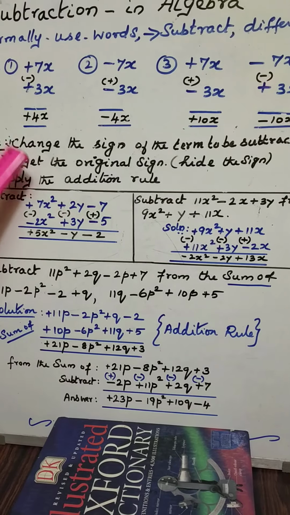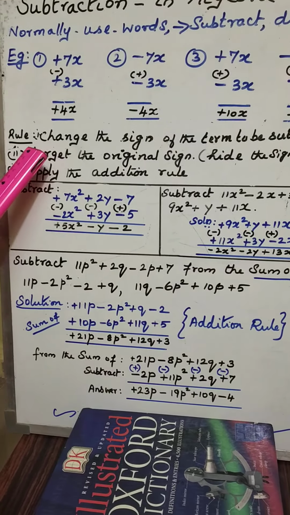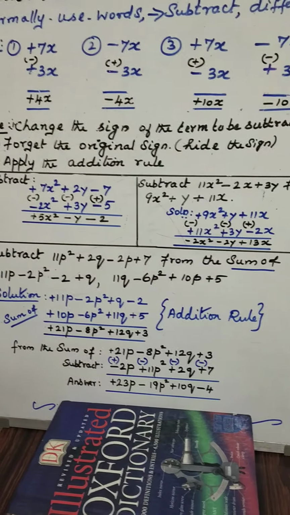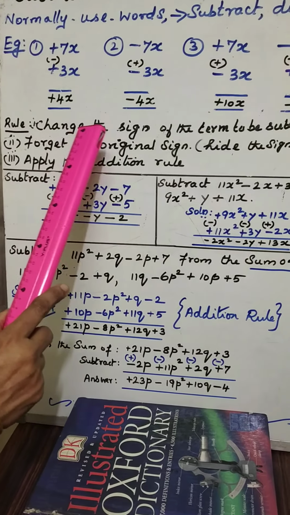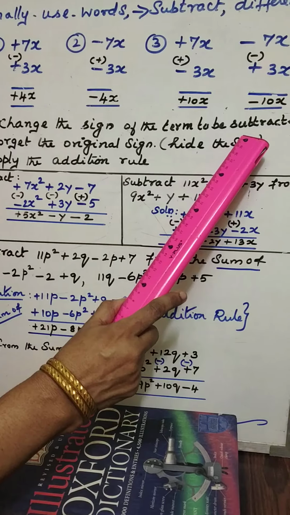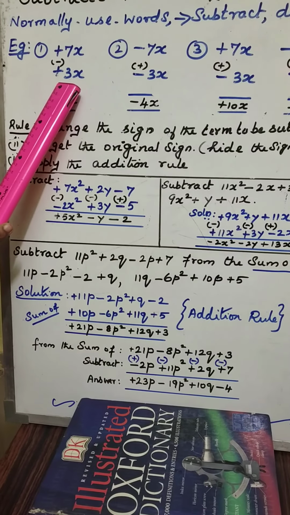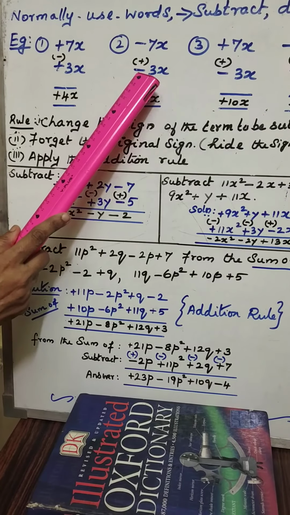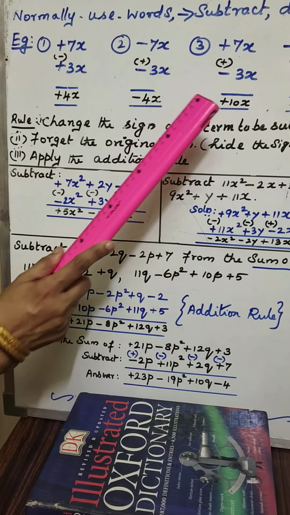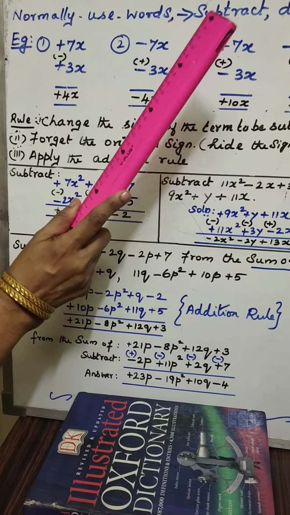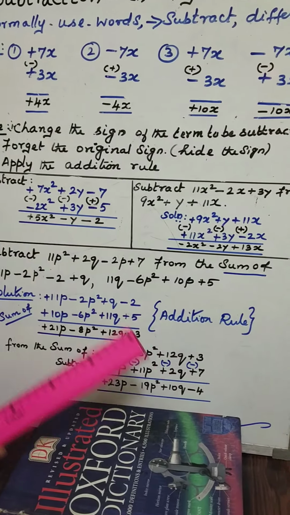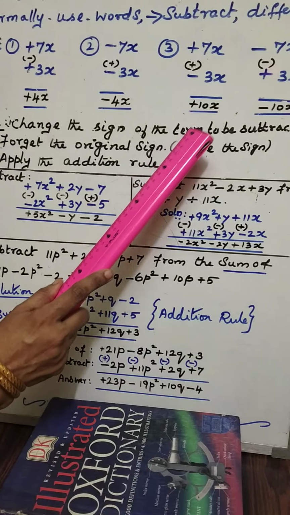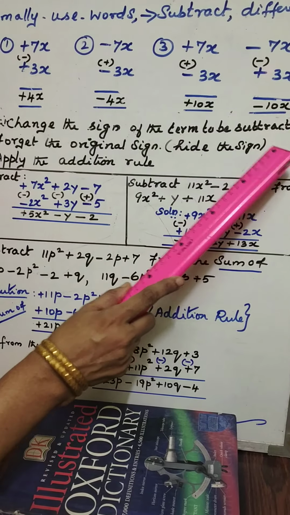That's how we arrive at the rule. Rule number 1: change the sign of the term to be subtracted. Here plus 3x was given, we changed it to minus. Here minus 3x, we changed it to plus. Here minus 3x is again plus 3x, we changed it to minus. That's what the first rule says: change the sign of the term to be subtracted.